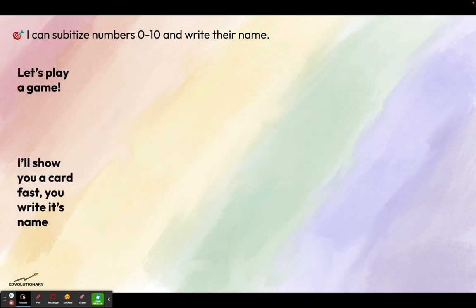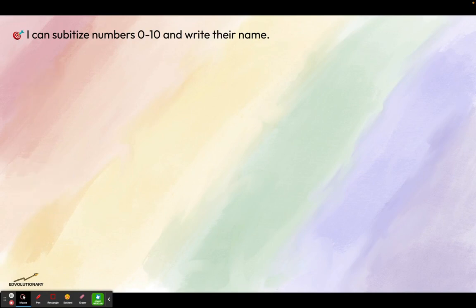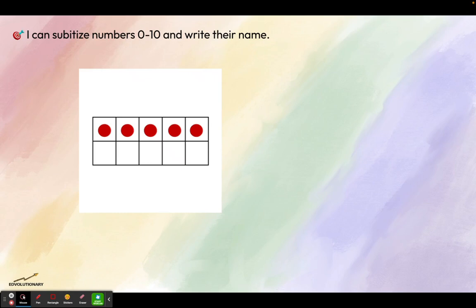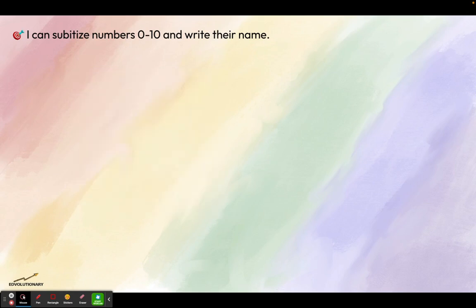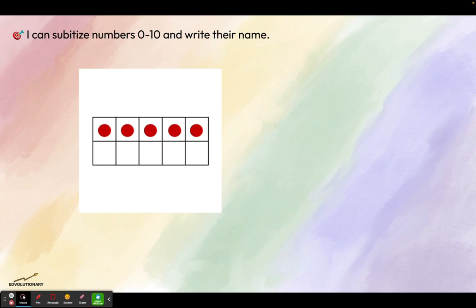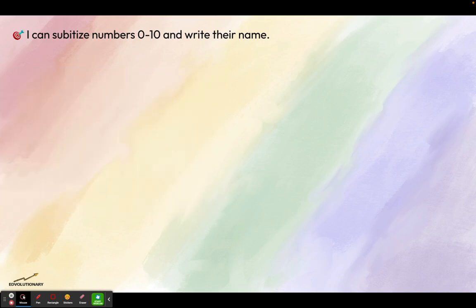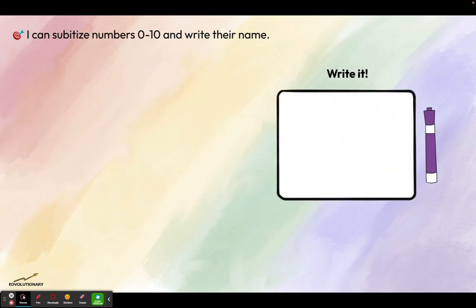Now we're going to play a game. I'm going to show you a card really fast, and I want you to write the number it shows or write its name. So you'll click, a card will appear. You'll keep it for a couple of seconds. Oops, I went in the wrong direction, sorry. And it'll fly out, and then you'll say, okay, write what you saw. If you aren't sure, don't worry, you're going to get to see it again, but just think about it if you didn't see it, what it might have been.